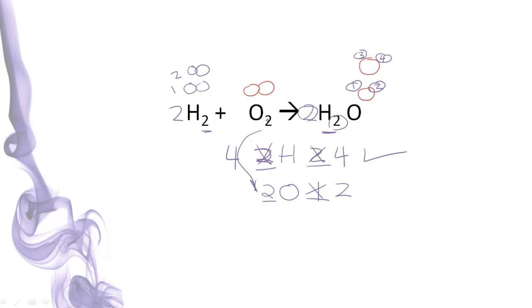Now let's try oxygens. I have 1 package of 2 each. That's 2. I have 2 packages of 1 each. That's 2. So that's balanced. So now that's our balanced equation. I'll write it down here. So 2H2 plus O2 yields 2 molecules of water.